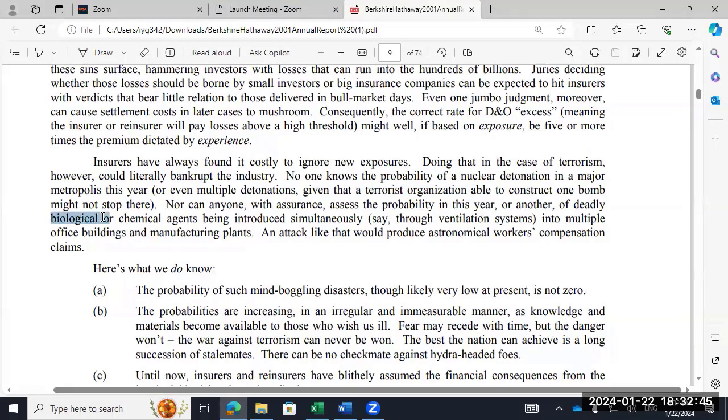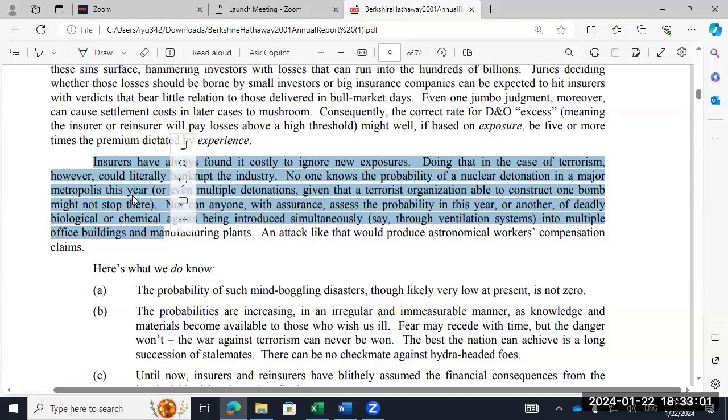So a biological event, you would probably think New York City, because that's the most densely populated city for that type of event. How much damage could they do? What could they actually do? Multiple office buildings, all that kind of thing. So he's asking these questions.